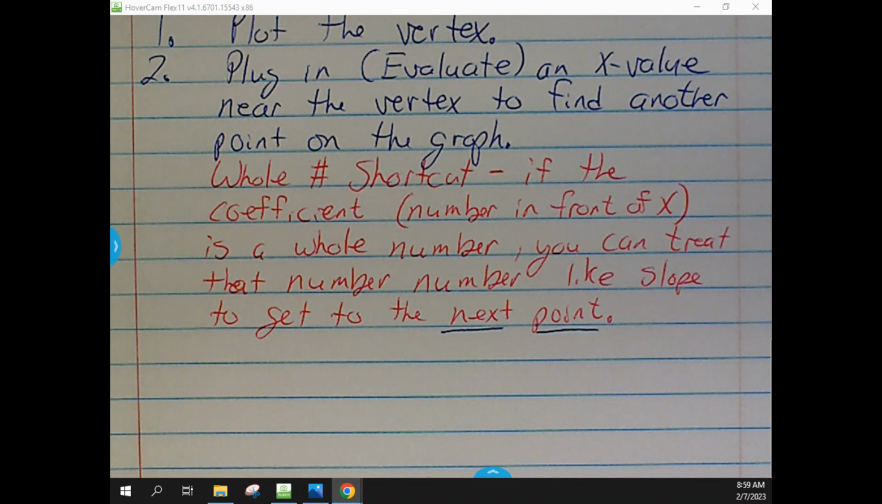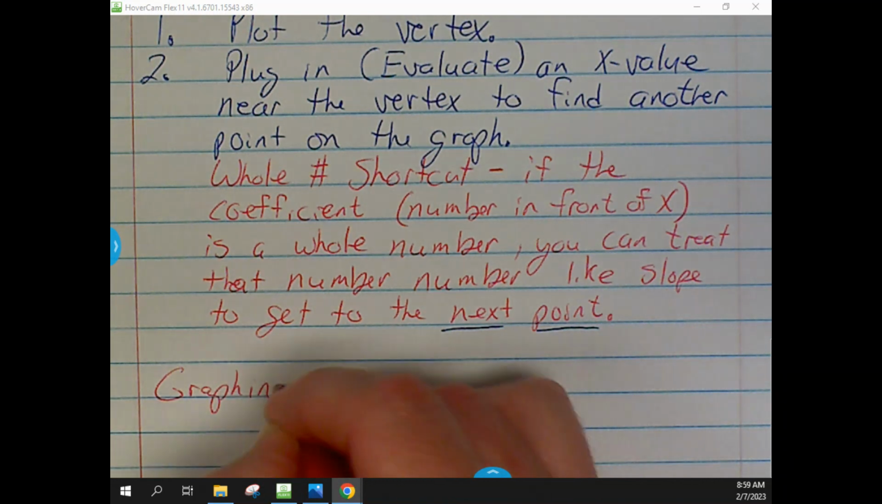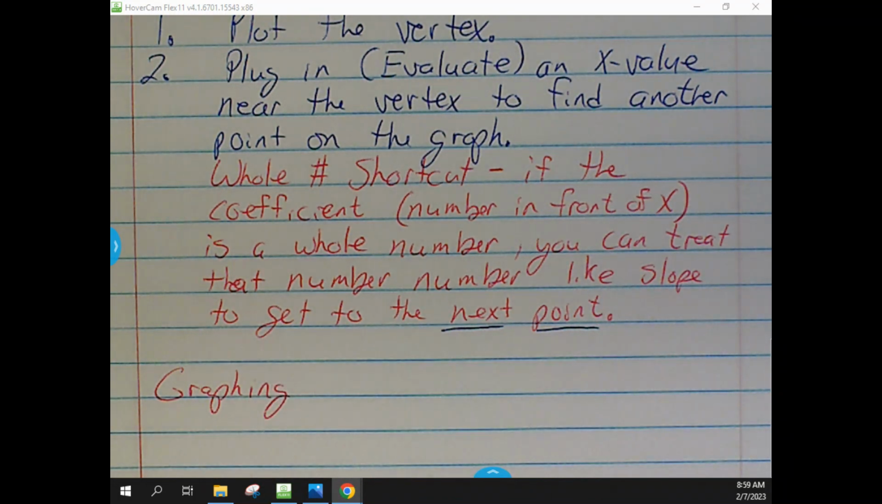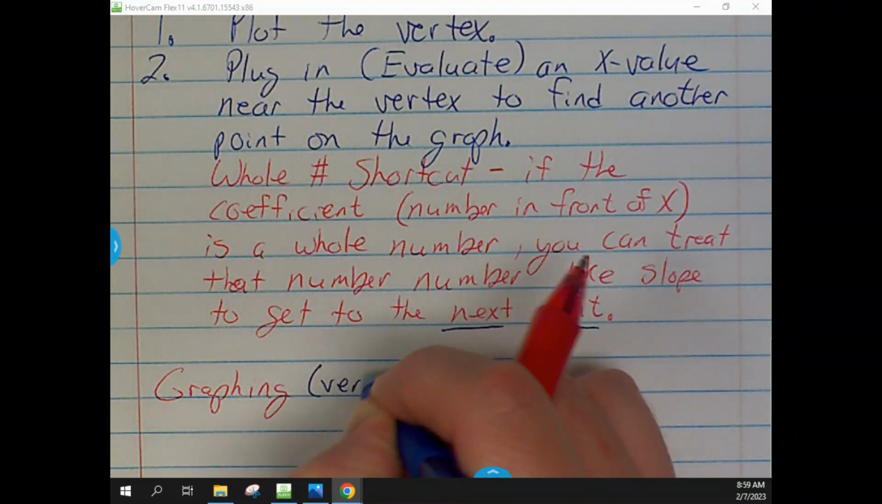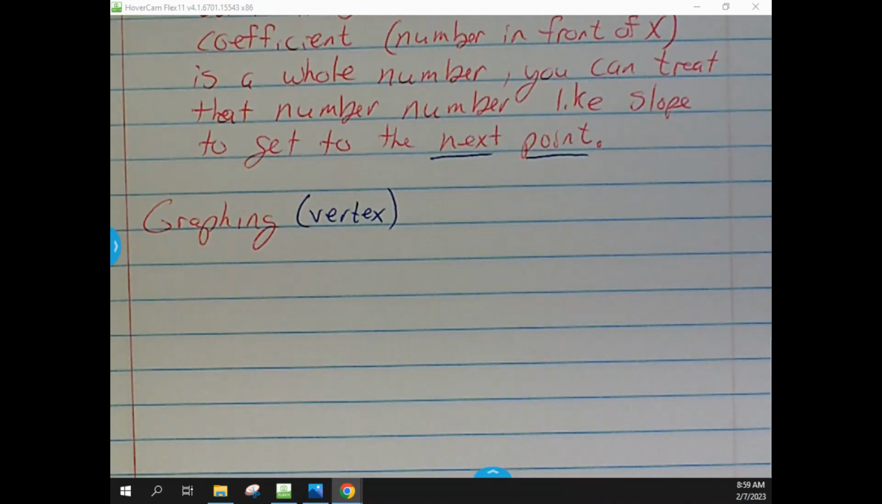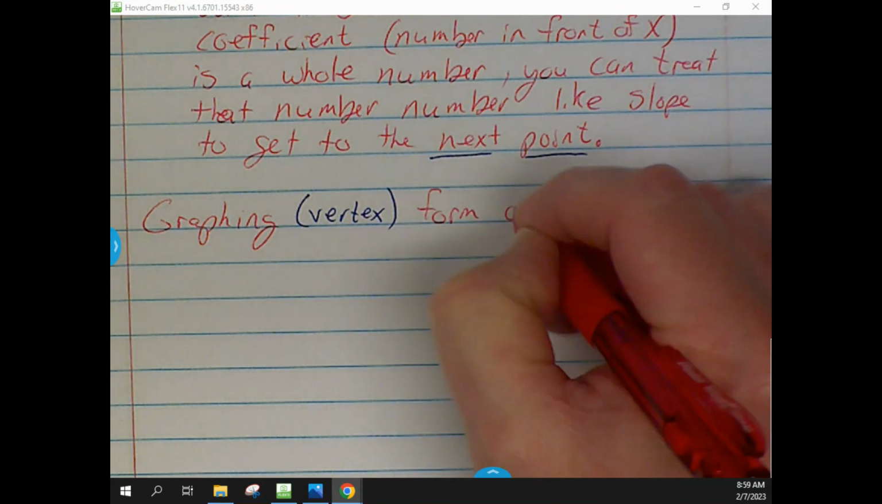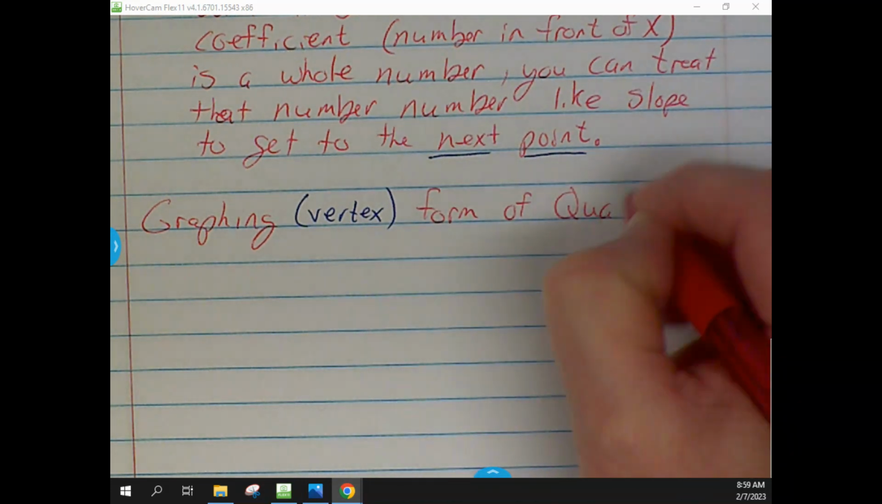Okay, so here's what we're going to do. Here's how we kind of put all this together. Every book calls it something a little bit different, but we're going to say this is the graphing or the vertex form of quadratics.